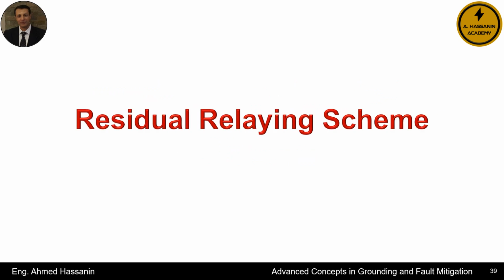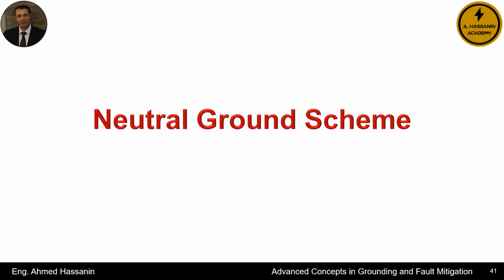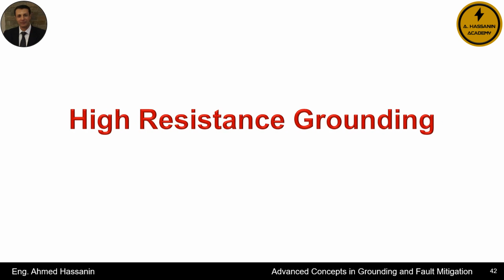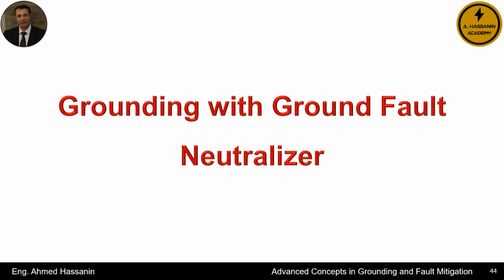The first protection scheme is the residual relaying scheme. The second is the ground sensor scheme. The third is the neutral ground scheme. Then I'll cover the fourth grounding method, high resistance grounding. The fifth method is reactance grounding. The sixth and final grounding method in this category is ground fault neutralizer grounding.